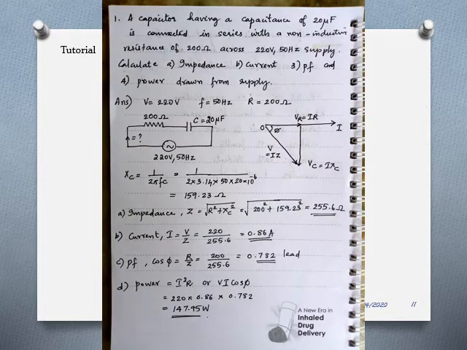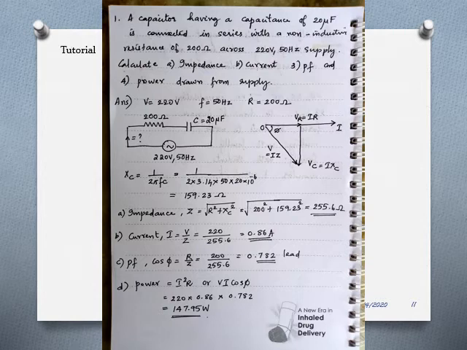Now we shall try two problems on the RC series circuit. As the question says, a capacitor having a capacitance of 20 microfarad is connected in series with a resistance of 200 ohm across a supply of 220 volt, 50 hertz. Calculate impedance, current, power factor and power drawn from the supply.